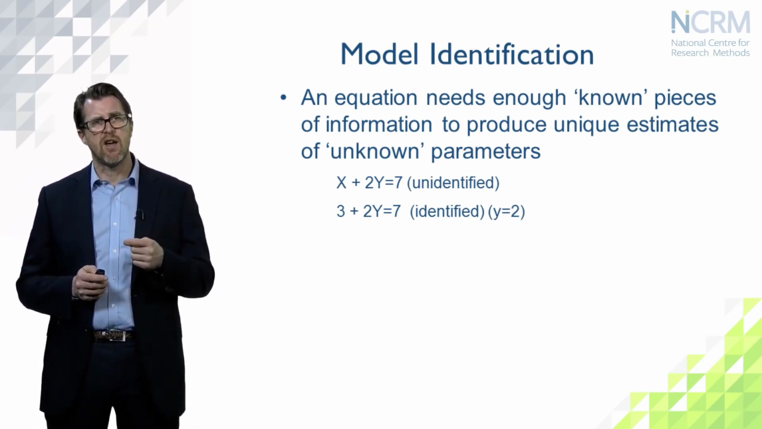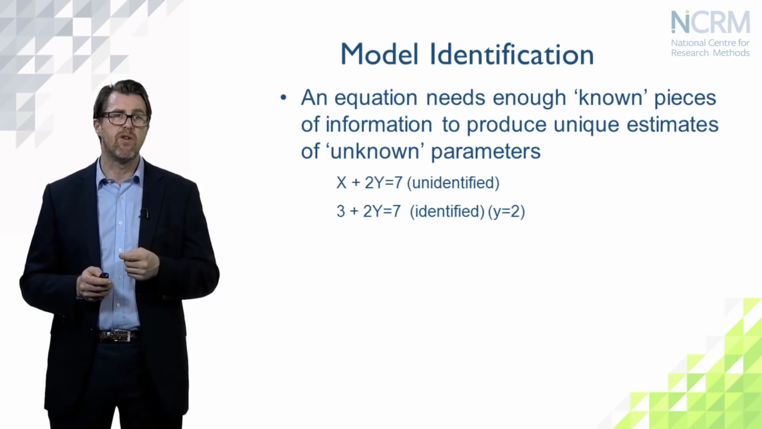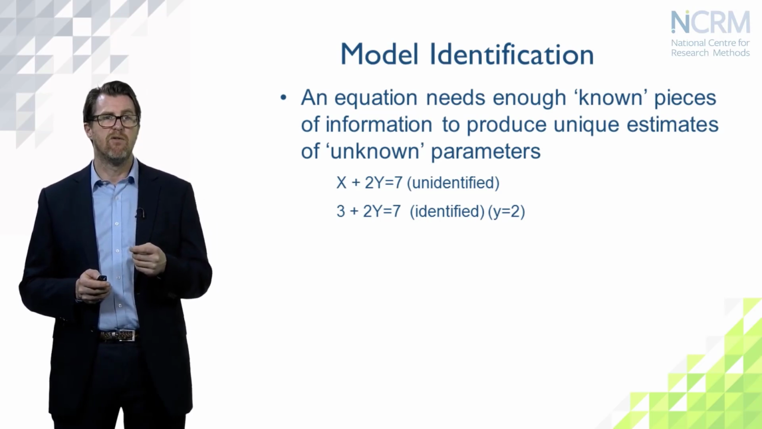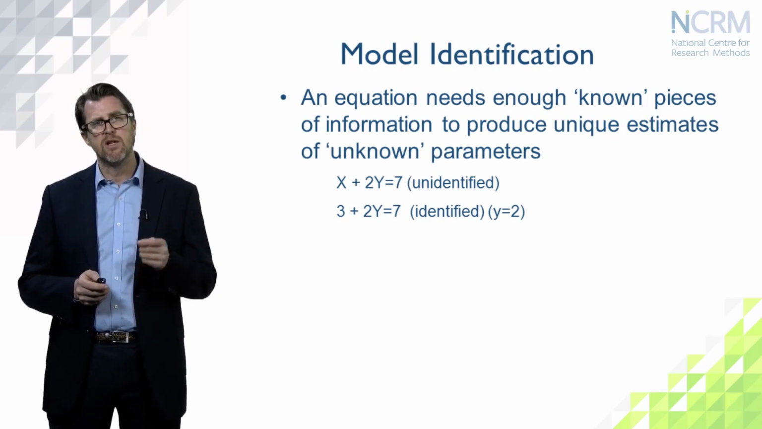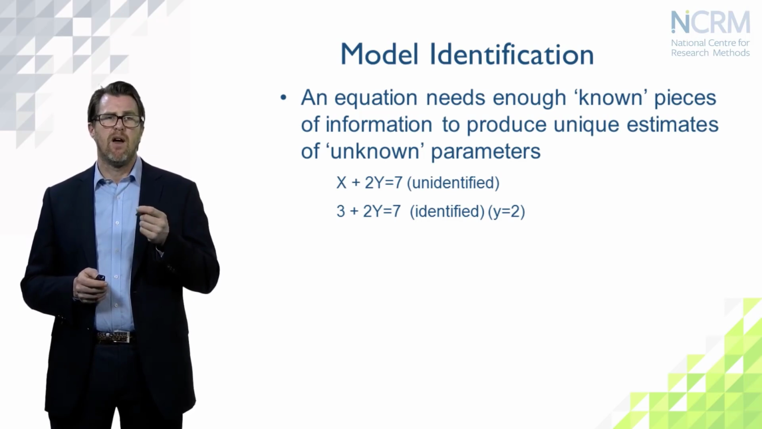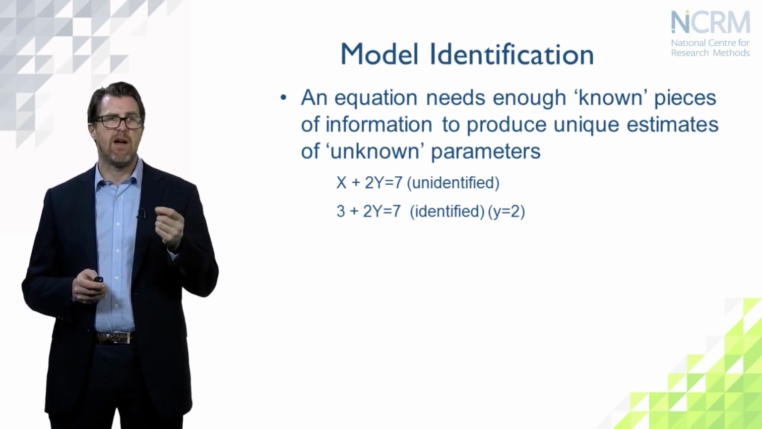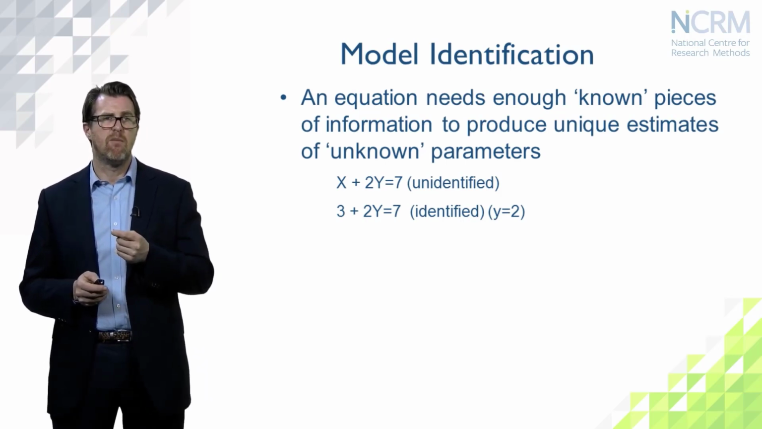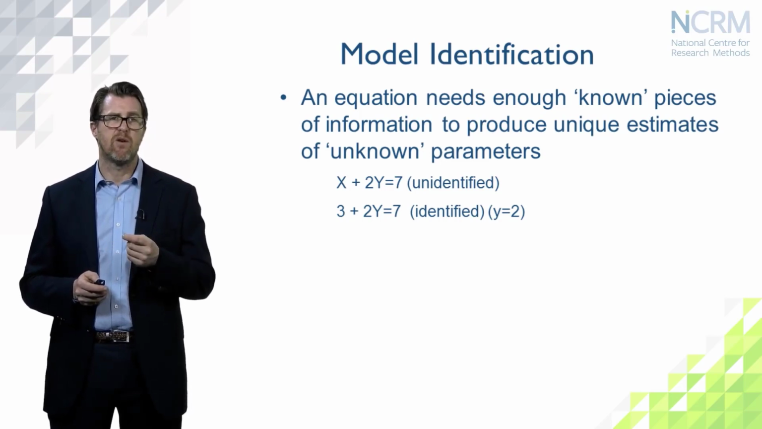Now, if we change that equation slightly, where we now are not having x as an unknown and we make that 3, then we can only have one value for y, which is 2, in a way that will satisfy that equation. So that equation then is identified. Now that is the essence of what we need to understand about identification, is that it's to do with the balance between the number of known and unknown pieces of information in an equation.